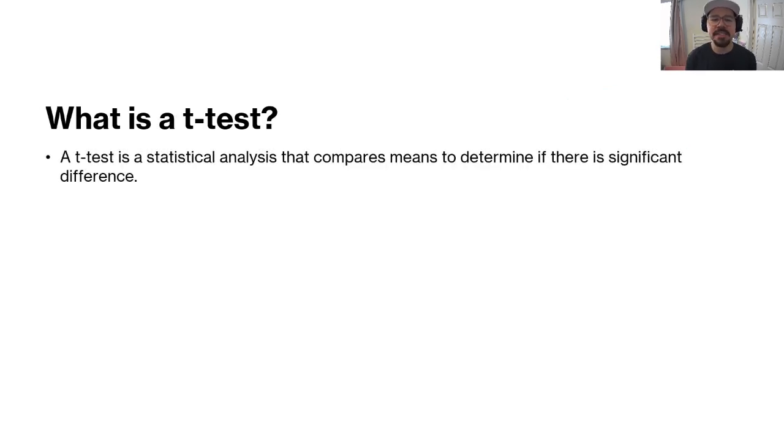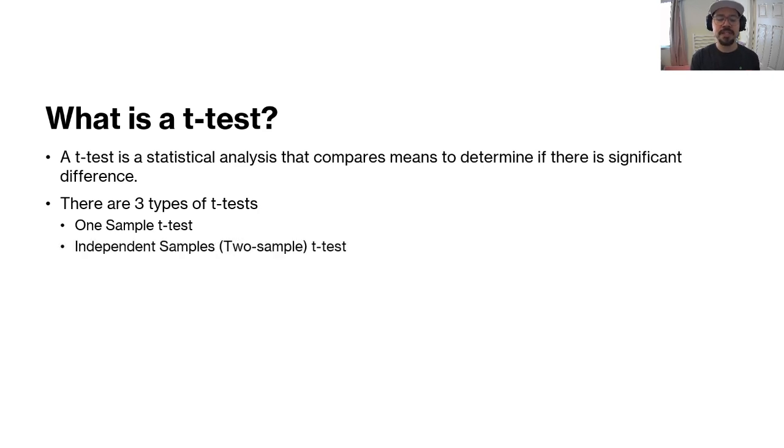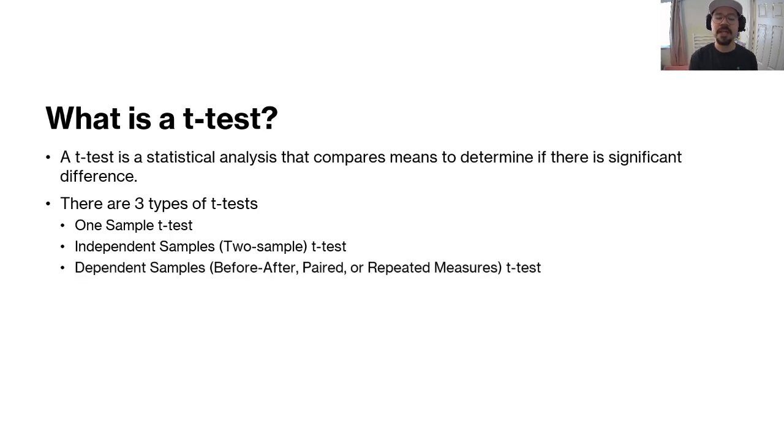A t-test is a statistical analysis that compares means to determine if there's a significant difference. There are 3 types of t-tests that we're going to learn about. The first is a one-sample t-test. The second is an independent samples t-test, sometimes referred to as a two-sample t-test. And finally, we have the dependent samples t-test, which can be referred to as before-after, paired, or repeated measures.